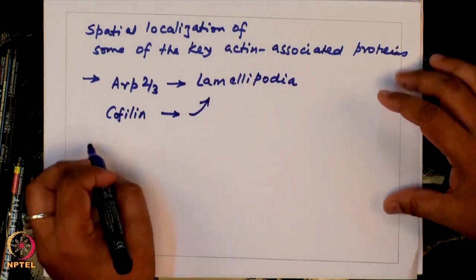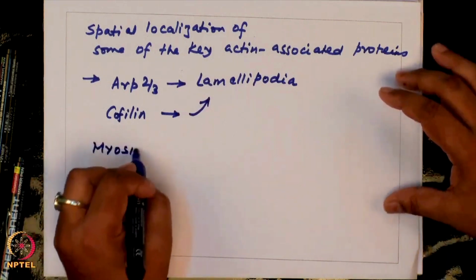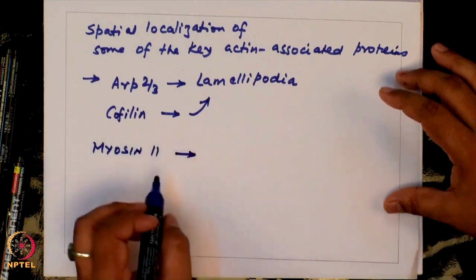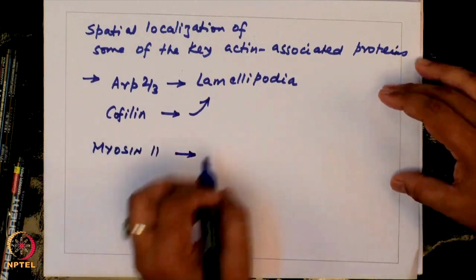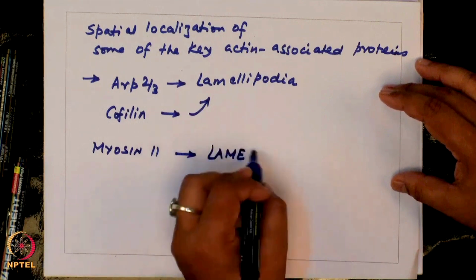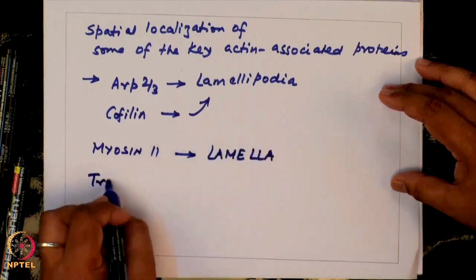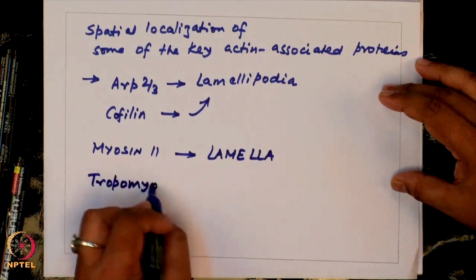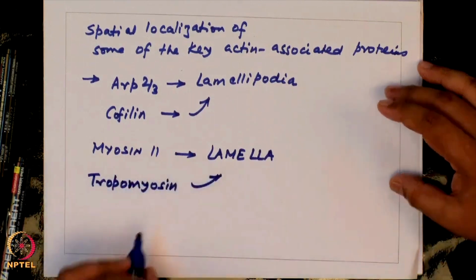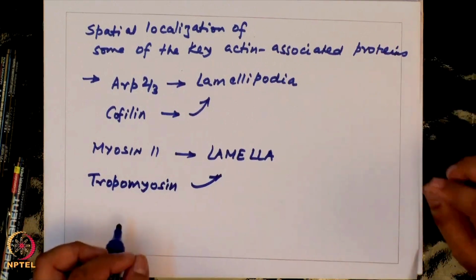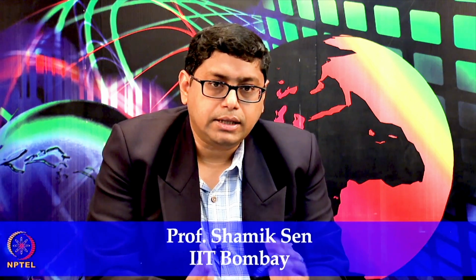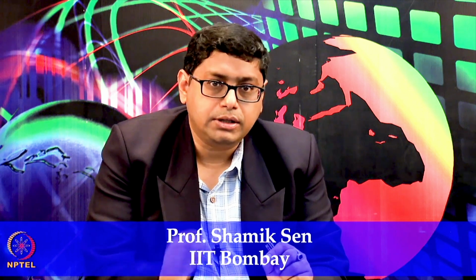In contrast, myosin 2, which actually pulls on actin fibers, was enriched in the lamella, and so was tropomyosin. So, in short, you have two zones which exhibit distinct retrograde flow, distinct turnover, and are also molecularly distinct, suggesting that there must be some dynamics which is different in these two zones.